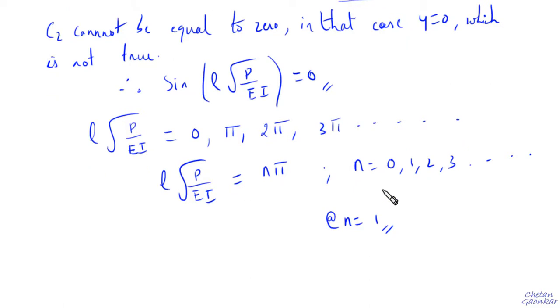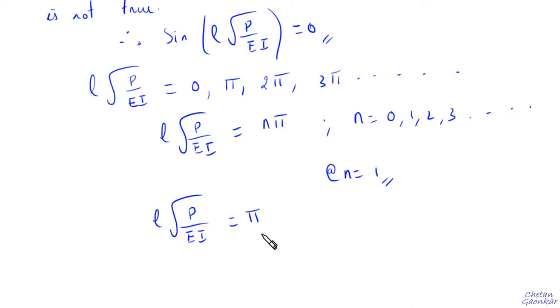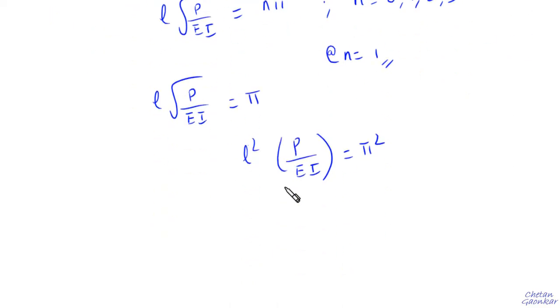So therefore what we can say is L root of P divided by EI will be equal to pi, because the minimum non-zero value of n when this term will be equal to 0 is n equal to 1. If I substitute n equal to 1, I get this term. Then if I square it on both sides, I will get L square times P divided by EI is equal to pi square. So the expression for P is pi square EI divided by L square.